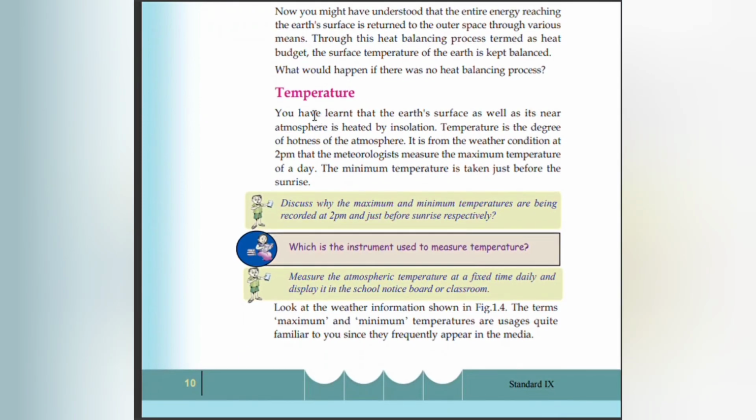Temperature. You have learned that the Earth's surface as well as its near atmosphere is heated by insolation. Temperature is the degree of hotness of the atmosphere. It is from the weather condition at 2 p.m. that the meteorologists measure the maximum temperature of a day. The minimum temperature is taken just before the sunrise.